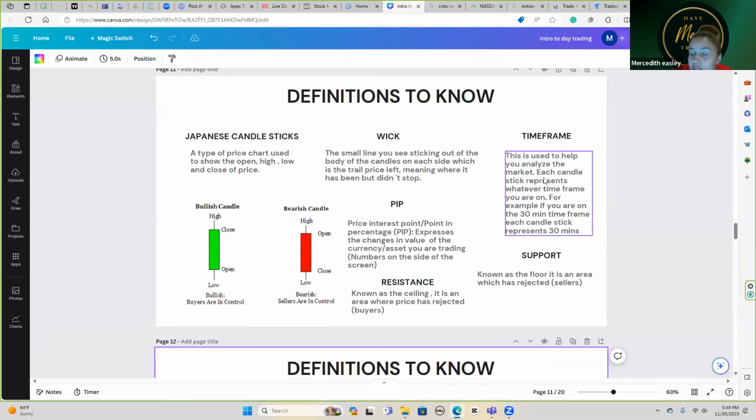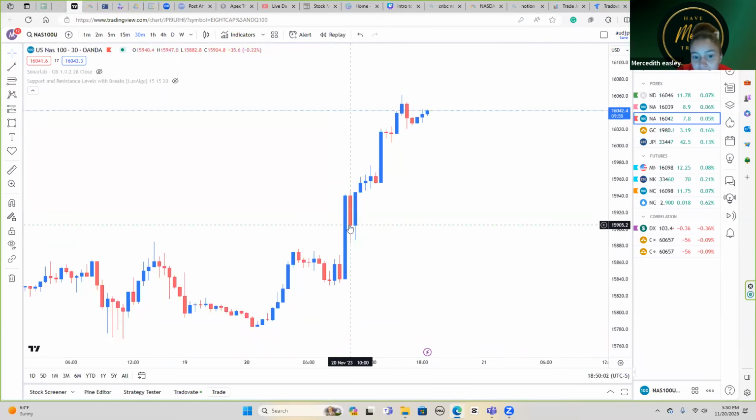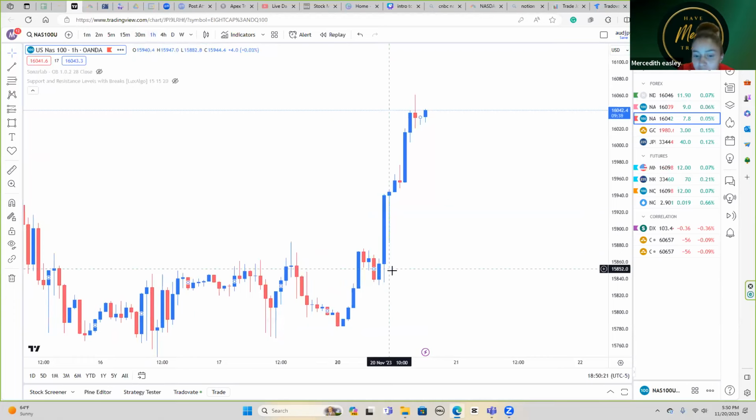Yes, so the time frame, each candlestick. Remember, this is a candlestick, this is a candlestick, this is a candlestick. Whatever time frame you're on, that candlestick represents that. If I'm on the 30-minute time frame, each candlestick represents 30 minutes, 30 minutes, 30 minutes. The full candlestick makes up 30 minutes. But if I go to the 1 hour, each candlestick represents 1 hour. Like this candlestick here makes up 1 hour.